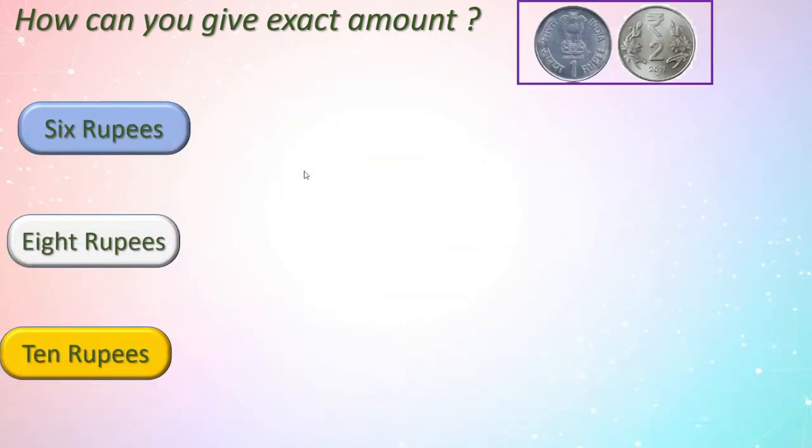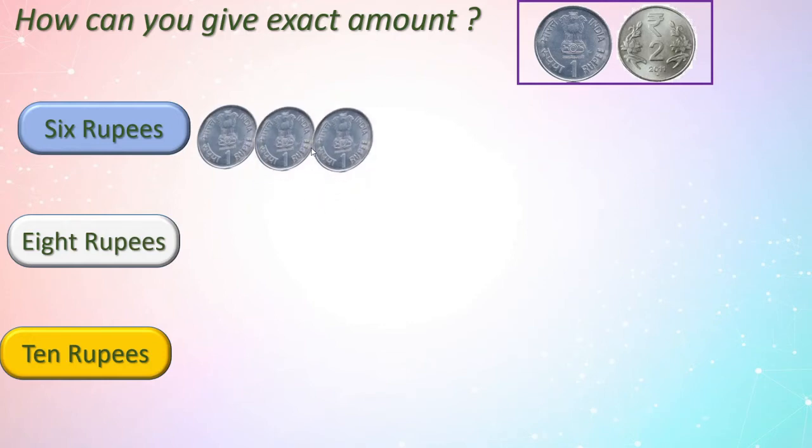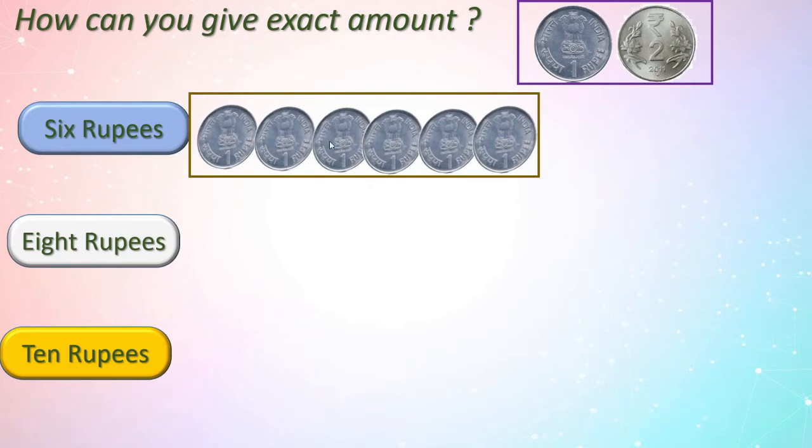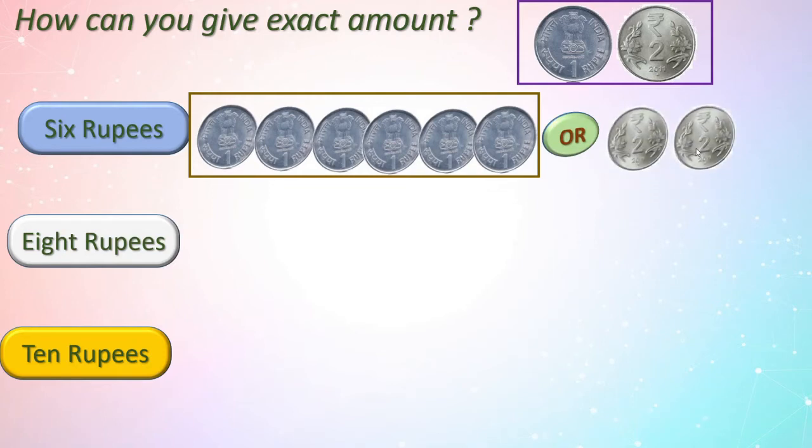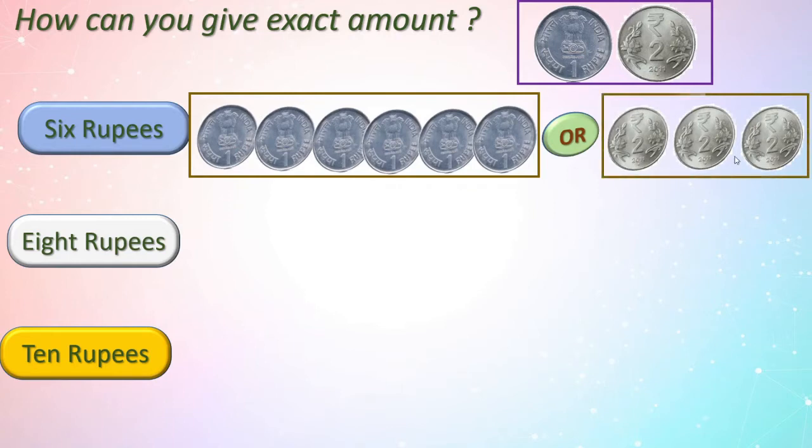Now here 6 rupees. How will you give? Yeah, by using 1 rupee coin. Yes, very good. You will give 6 1 rupee coins. Am I right? That became 6 rupees. Or by using 2 rupee coins, this is 1 coin, 2 and 3 coins. Means 2 plus 2 plus 2 is 6. Correct? This is also equal to 6 rupees.